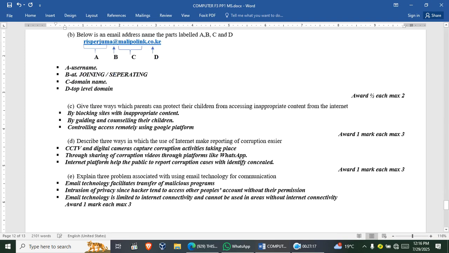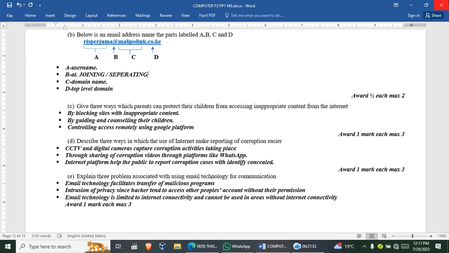Give 3 ways which parents can protect their children from accessing inappropriate content from the internet. So number 1 is blocking the sites. Number 2 is doing guiding and counseling. Tell your children the evils of accessing, or the repercussions of accessing inappropriate content. Controlling access remotely using Google platform. Like for example, for children, you can use YouTube Kids instead of the normal YouTube.